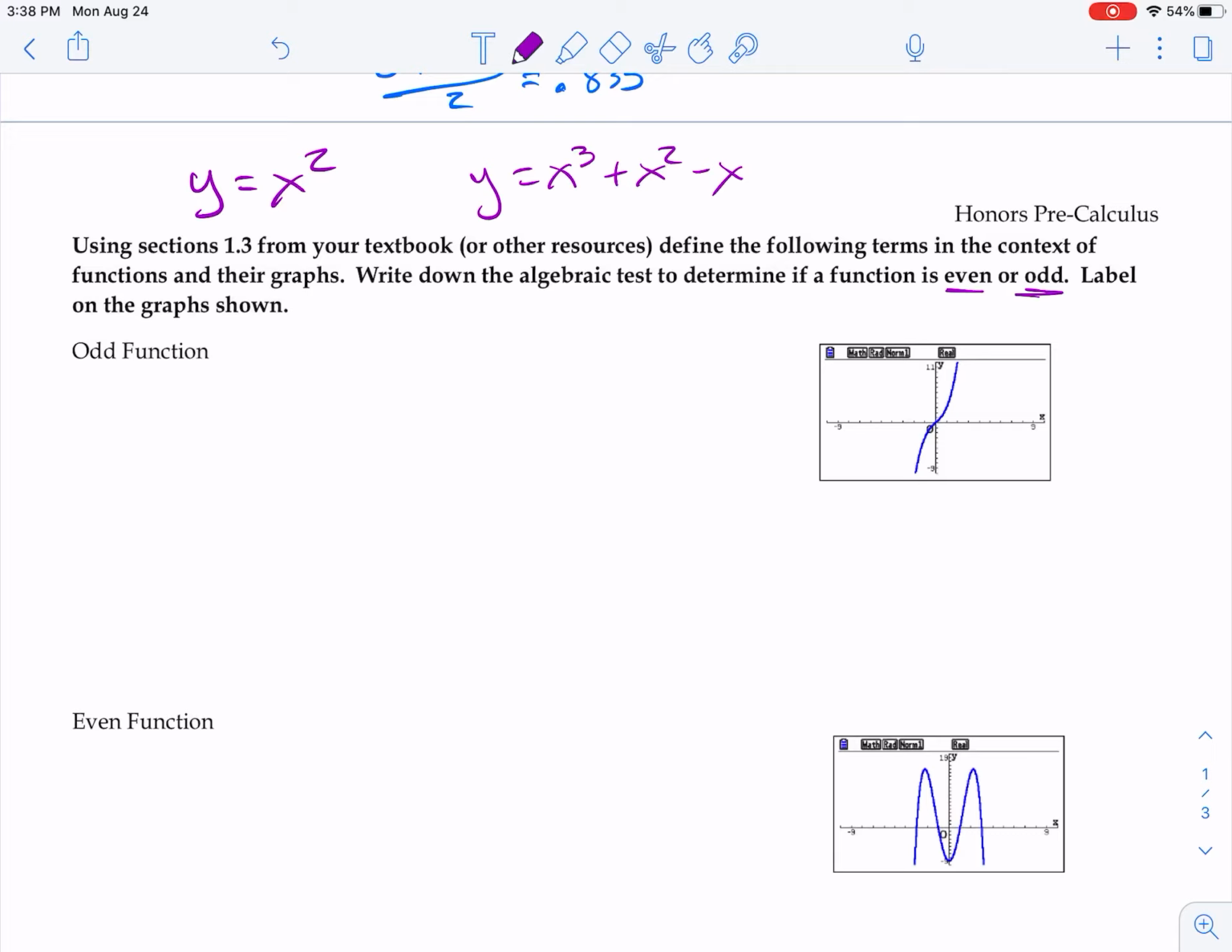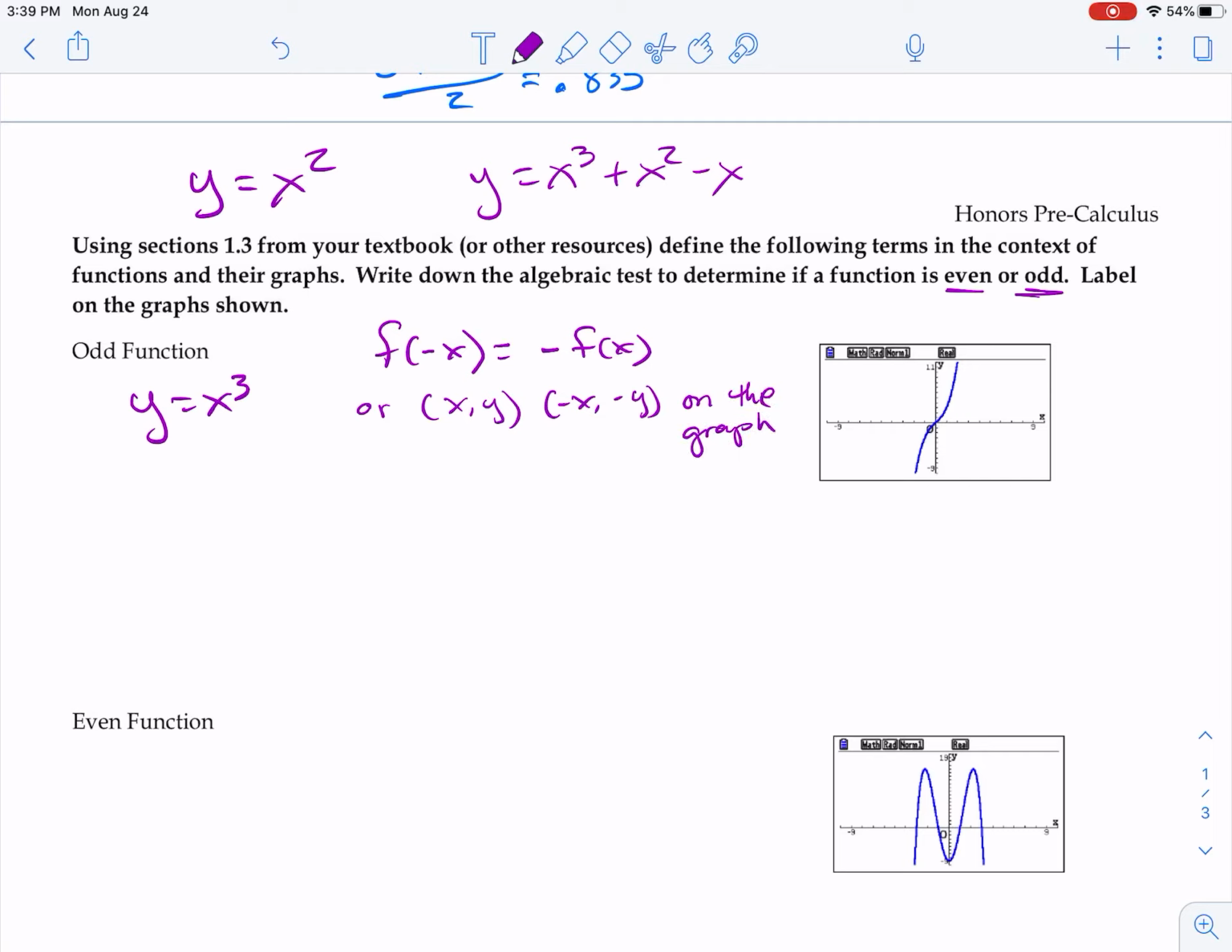An odd function, here's an example, is y equals x cubed. And what you have to do to check is you know that f of negative x is equal to negative f of x. Or x, y, and negative x, negative y are on the same graph.